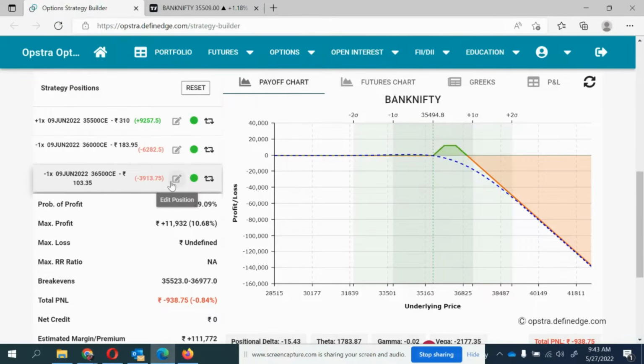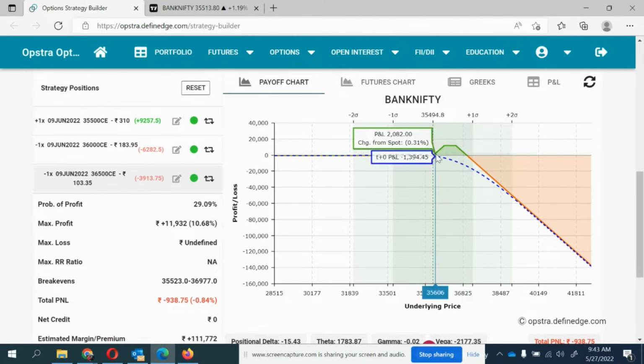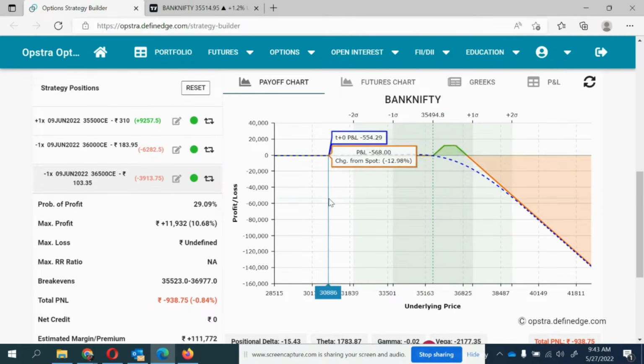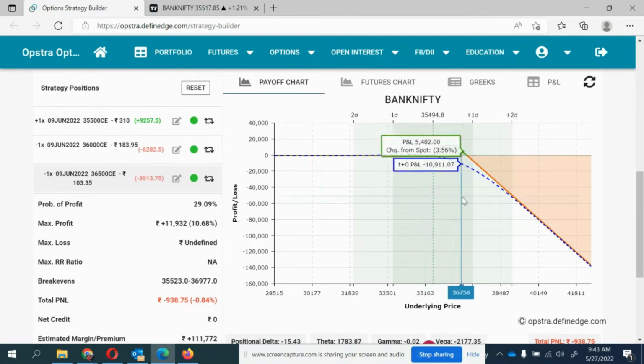Yesterday, maybe around 2 o'clock, I deployed a ratio spread. This is my ratio spread: 1 by 2 sold positions for the 9th June expiry. This was my ratio spread which I deployed yesterday. You know the logic of a ratio spread, right? If you do not know it, you can go and watch my series on ratio spread. So what is the ratio spread?